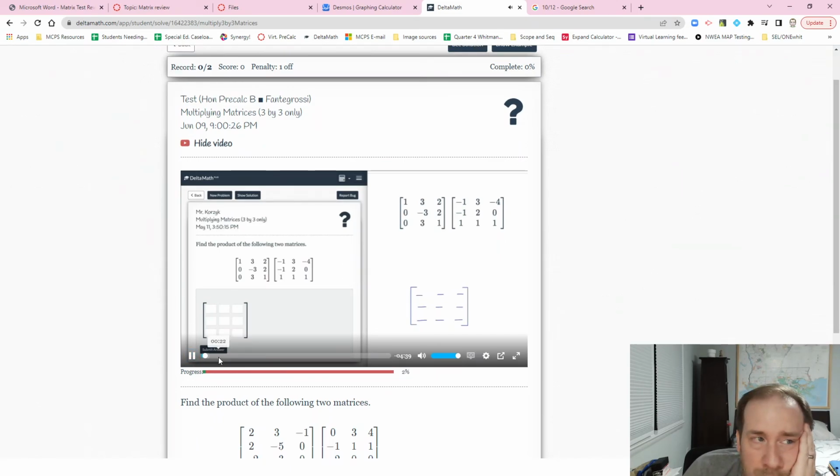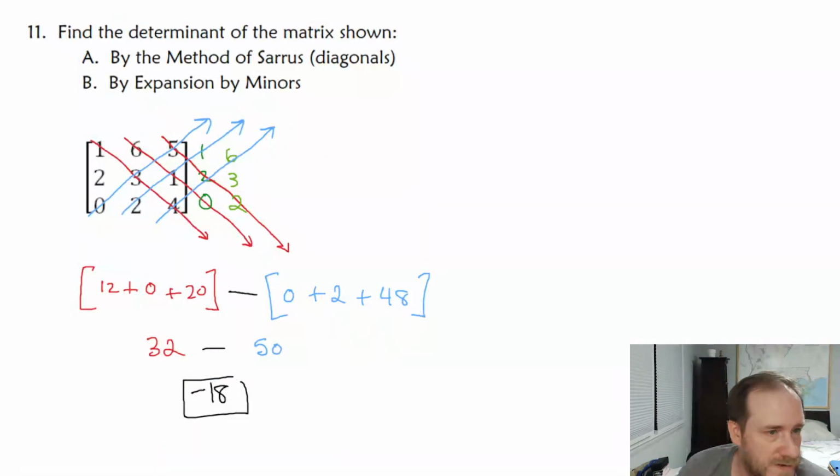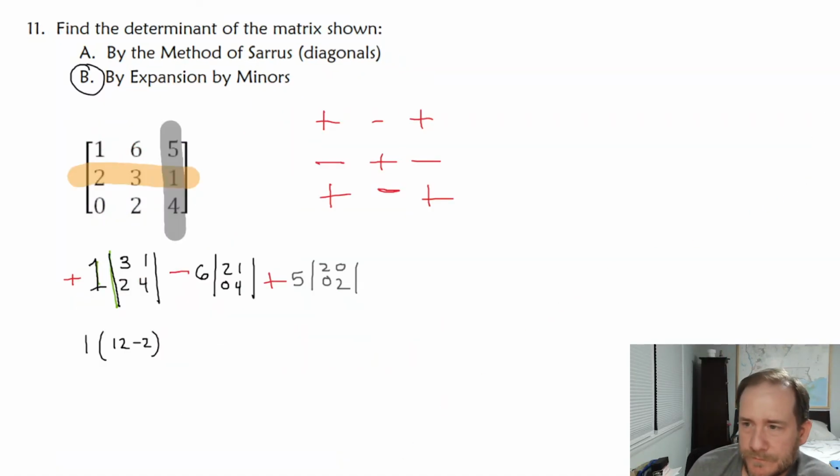Multiplying matrices, 3x3 only. A 3x3 matrix times another. He's pretty good. Anyway, just reminding you of all the things at your disposal. Hopefully it's overkill, because hopefully you feel like you understand this stuff pretty well anyway. Where was I? I believe I was doing this problem.